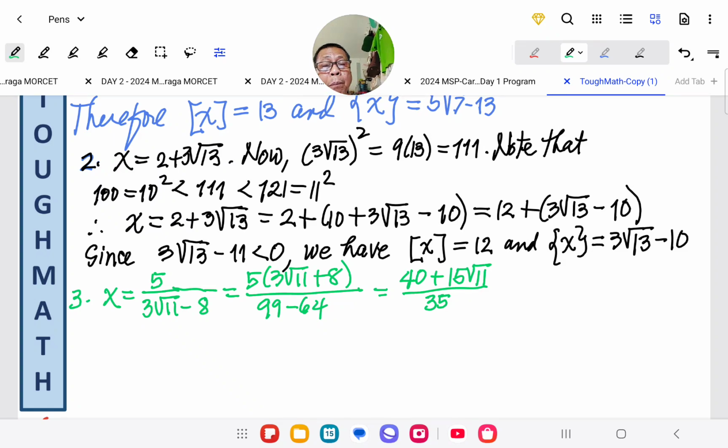And the smallest, no, we can still, let us reduce this one first. Divided by 5, that's 8. This is 3 square root of 11 over 7. Okay, so now instead of changing 40 into a multiple of 35, we change 8 into a multiple of 7.